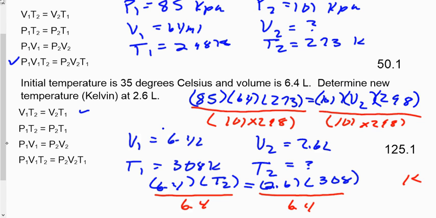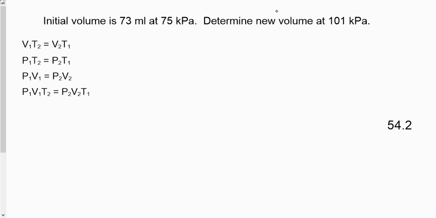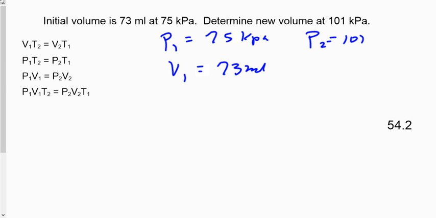All right, and let's get our last question done. So initial volume is 73 milliliters at 75 kilopascals. So pressure 1 equals 75 kilopascals. Volume 1 is 73 milliliters. Determine new volume at a pressure of 101 kilopascals. So volume 2 is our question mark. So we're dealing with pressure and volume only. So that is Boyle's law.